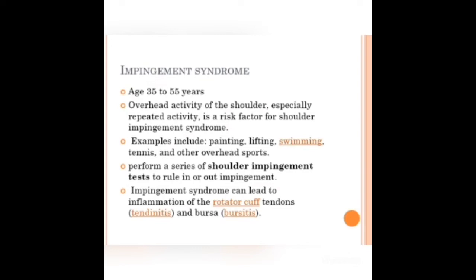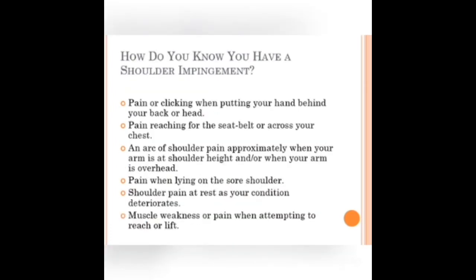And this impingement syndrome can lead to inflammation of rotator cuff tendons and bursitis also. So how do you know you have impingement syndrome? Pain or clicking when putting your hand behind your back, pain reaching for the seat belt, and an arc of shoulder pain approximately when your arm is at shoulder height or overhead.